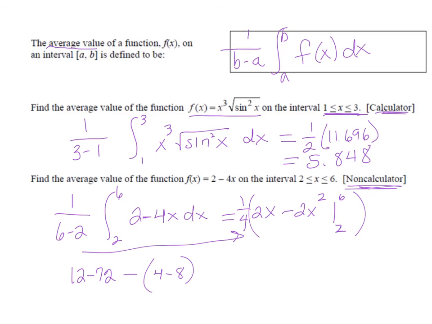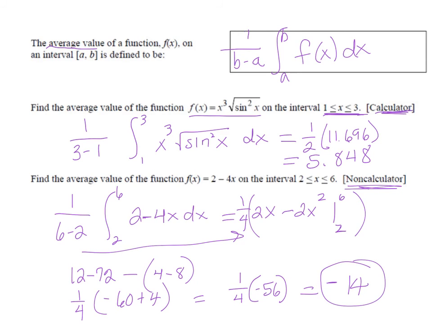So this is going to be negative 60 plus 4, and it's at this point, once again, that we're going to forget to put that 1/4. Don't forget the 1/4. And so this is going to be equal to 1/4 times negative 56, which is, believe it or not, negative 14.